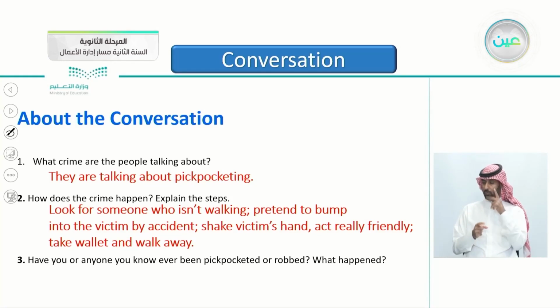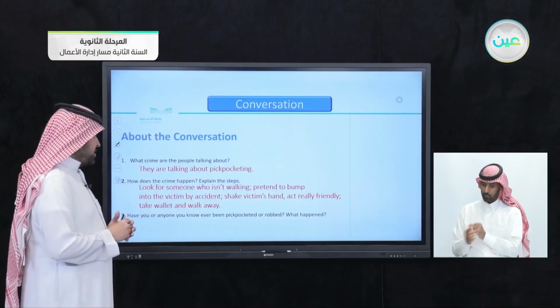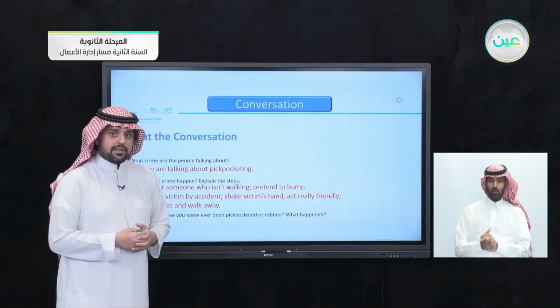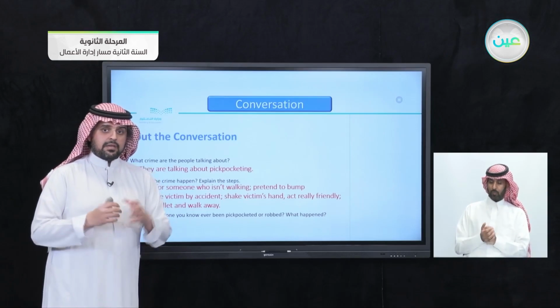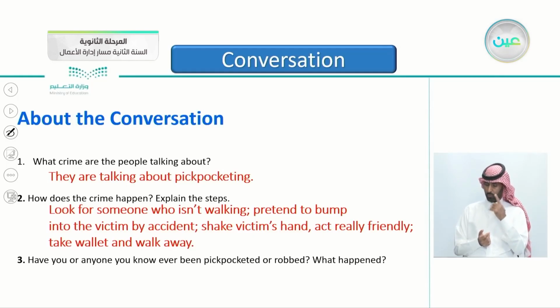Pretend to bump into the victim by accident, to pretend that they tripped or maybe that they're feeling dizzy, and then they will bump into you. That's the second step. Shake the victim's hand. Maybe they will shake your hand. Act really friendly. Take the wallet and walk away. So these are the steps. They will act that they are dizzy or that they fell on something, and they will bump into you. That's when you will let your guard down and your wallet will disappear.